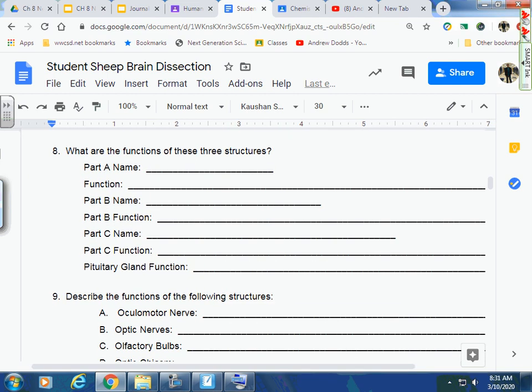All right, so part A, I'm just going to say part A for me was the pons. There's some motor control with the pons, but I want you to think of a bridge between the cerebellum and other parts of the brainstem.